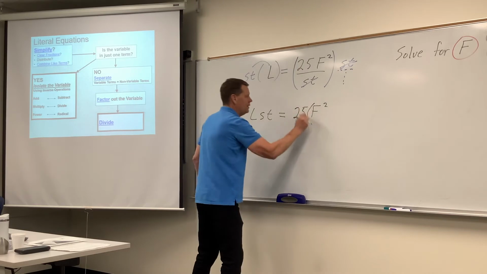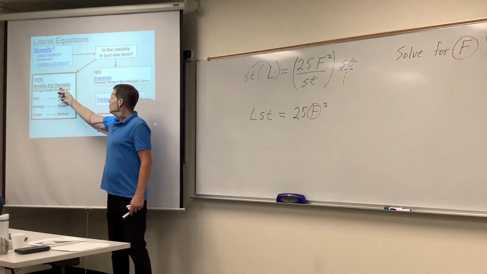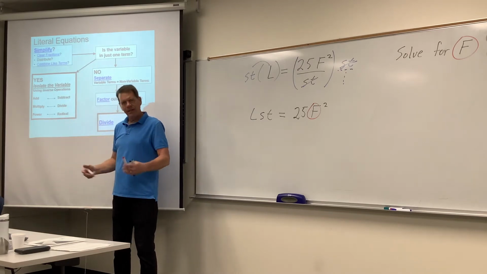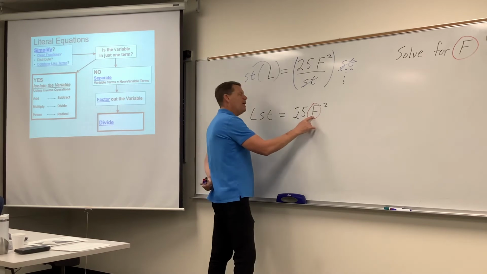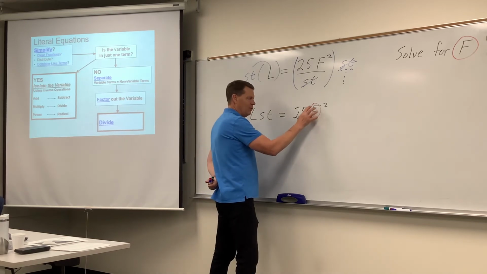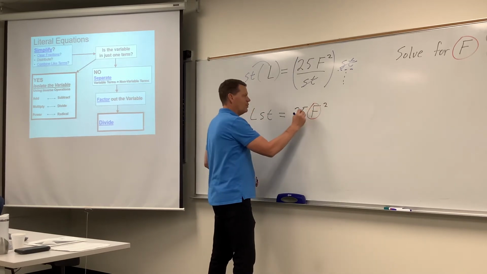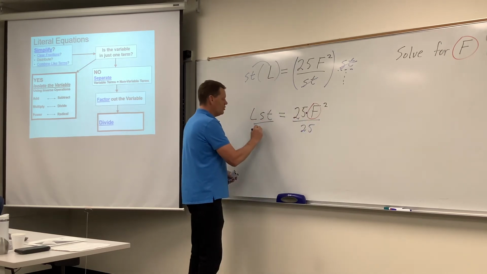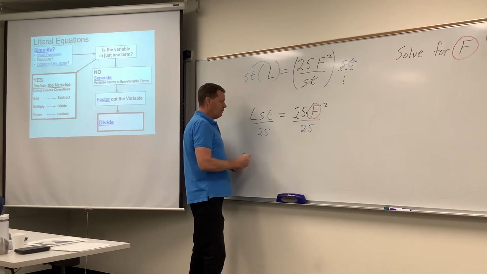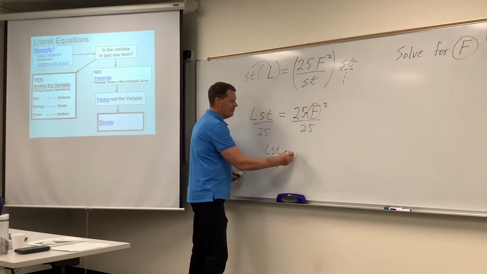F, let's note, is only in one term. So all we need to do is use inverse operations to isolate that variable. And again, the idea would be that in the order of operations, in reference to f, you would perform the exponent, then the multiply by 25. Notice that the multiply by 25 is further down the list. It's the further operation. So we're left with LST divided by 25 equals f squared.